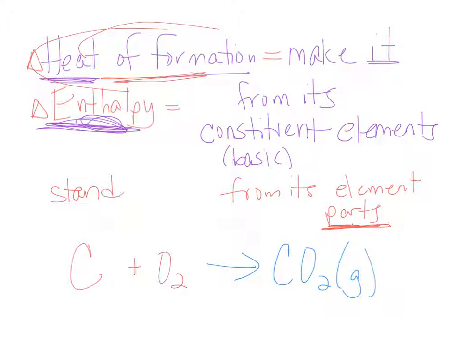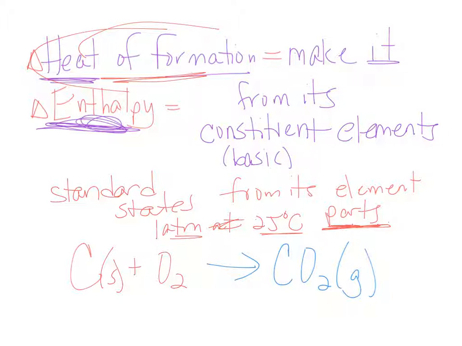I'm going to define that on the next slide, but right here I'm going to use an example. A standard state means what the element exists in at 1 atmosphere and 25 degrees Celsius. We have to define the pressure and the temperature for something at its standard state. So carbon at 1 atmosphere and 25 degrees Celsius is a solid. Oxygen at 1 atmosphere and 25 degrees Celsius is a gas.